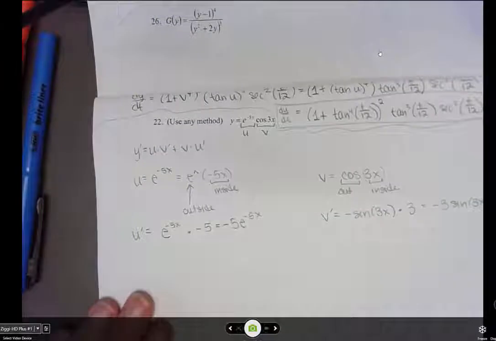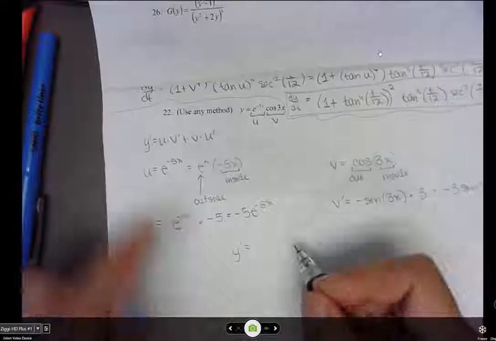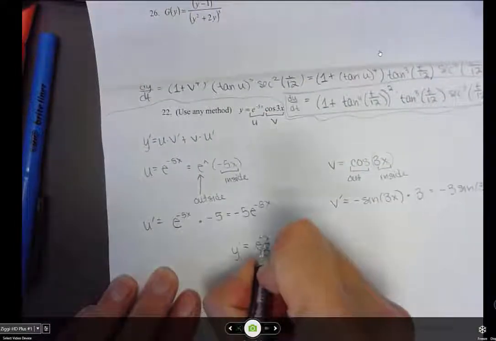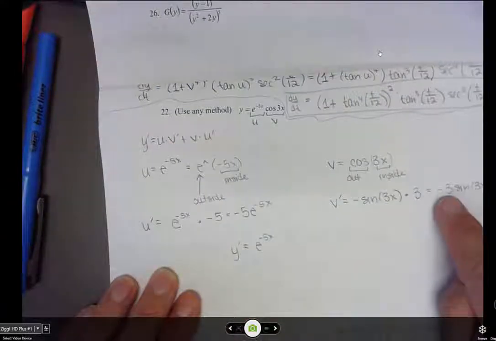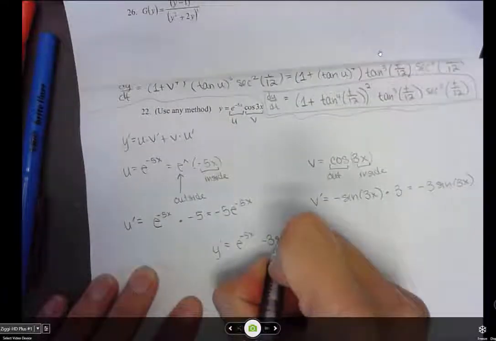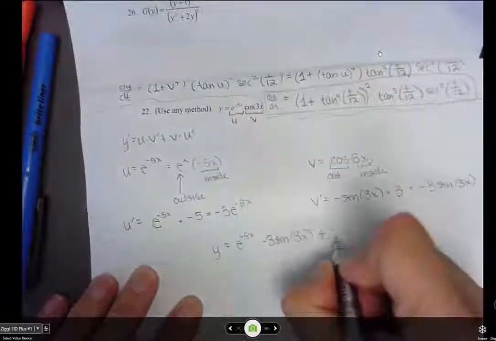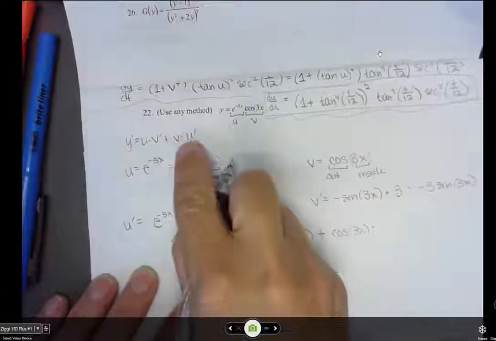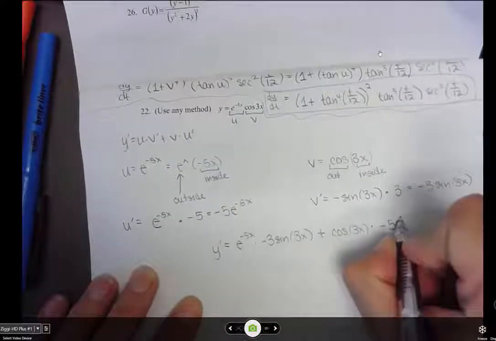Okay, and so now we can plug everything into the product rule. So y prime is u, which is e to the negative 5x, times v prime, which is negative 3 sine 3x, plus v, which is cosine 3x, times u prime, which is negative 5 e to the negative 5x. And technically you can leave your answer like this.